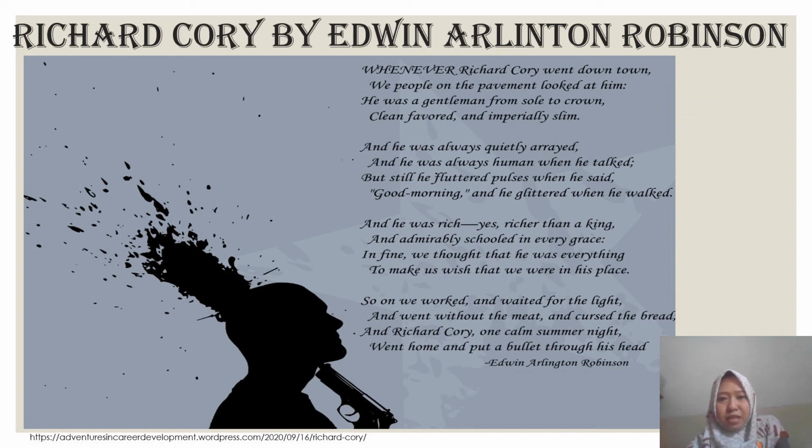One of the poems in this era, Richard Cory by Edwin Arlington Robinson. Whenever Richard Cory went downtown, we, people on the pavement, looked at him. He was a gentleman from sole to crown, clean-favored and imperially slim. In the first stanza here, it's rhyming. It has strict rules of making a poetry. There is a poetic form here. Rimanya ada rima a-b-a-b di sini ya, mempunyai tata cara penulisan di sini ya.